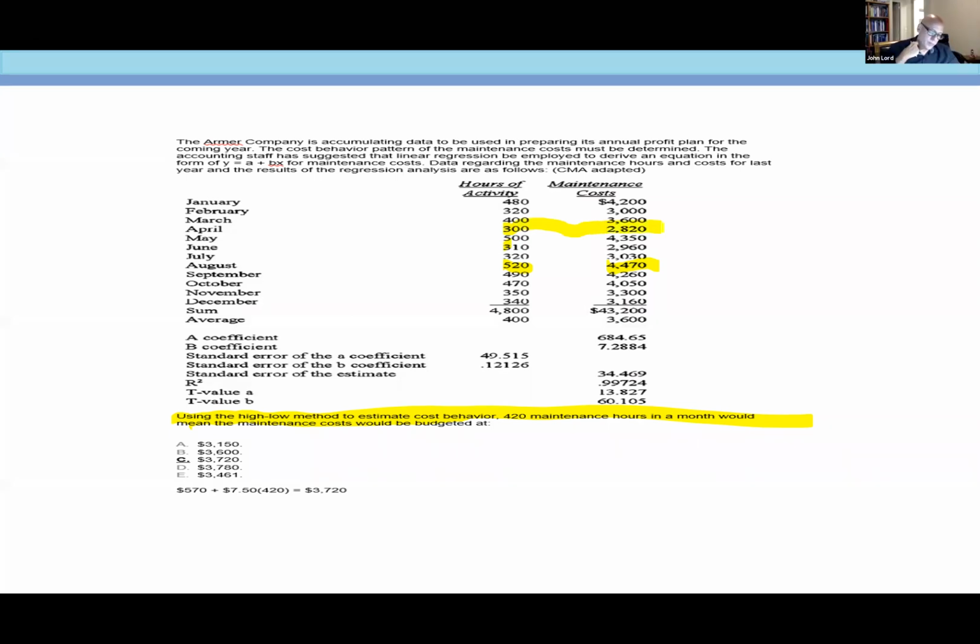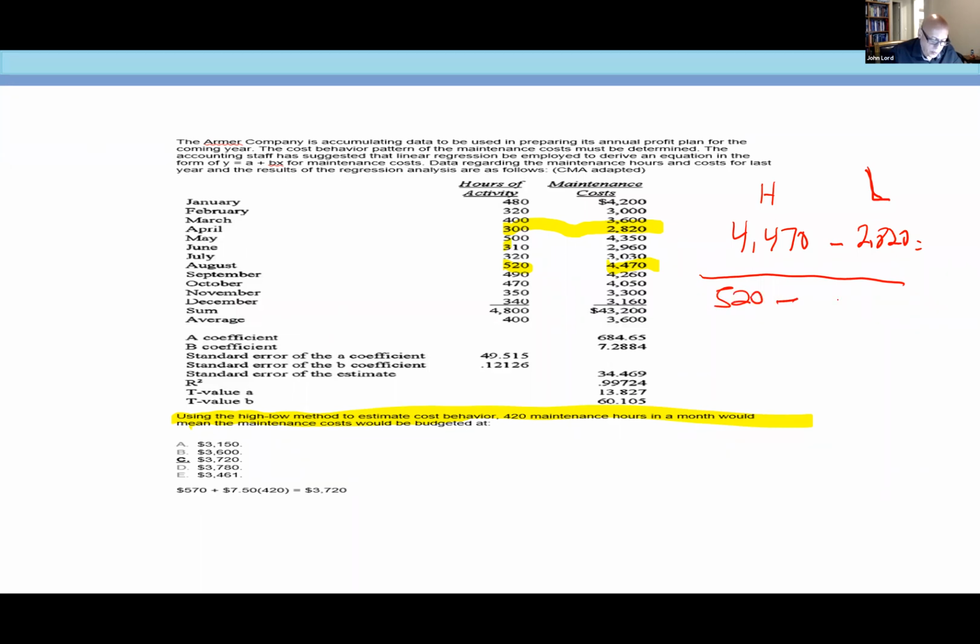Okay, good. So we go ahead and we see that. And then we're going to say here, 4470 is my high, right? And then we have what? 2820 is my low. And then we're going to have what? 520 as my high observation, and 300 as my low activity, I should say, on my observations here.